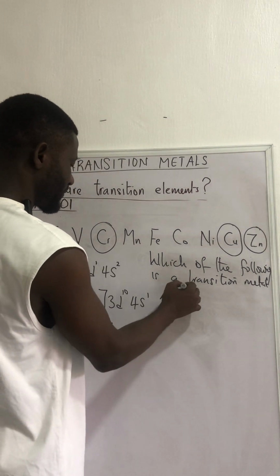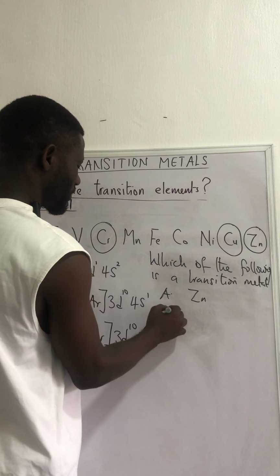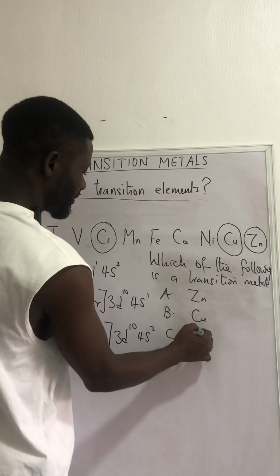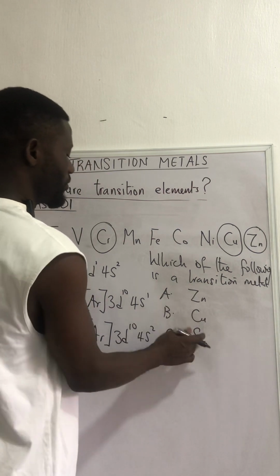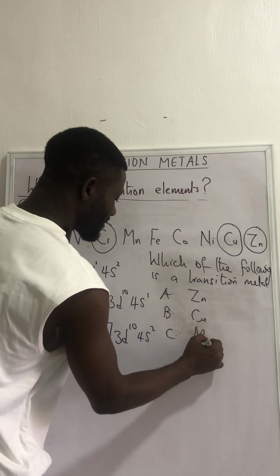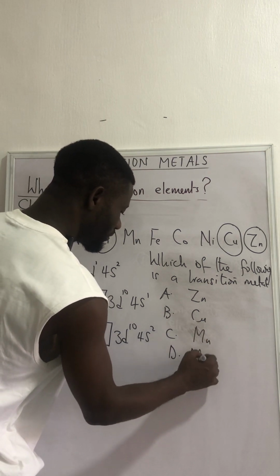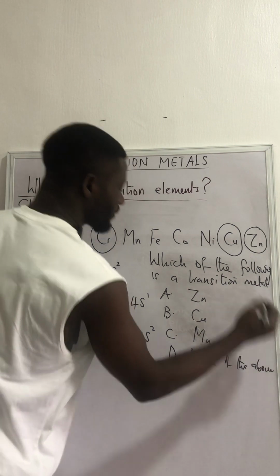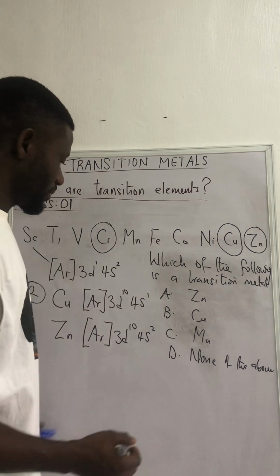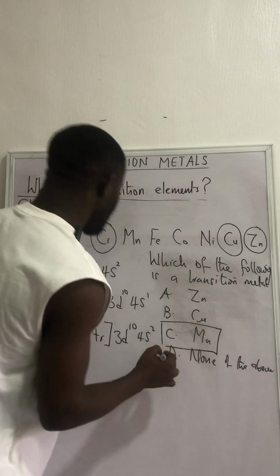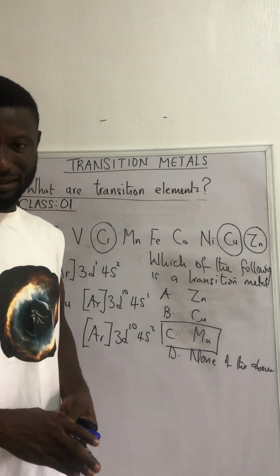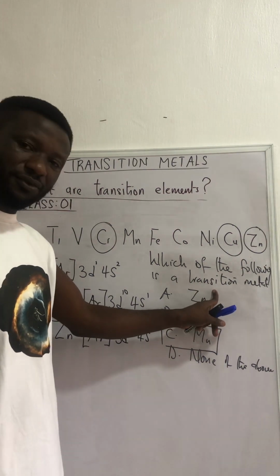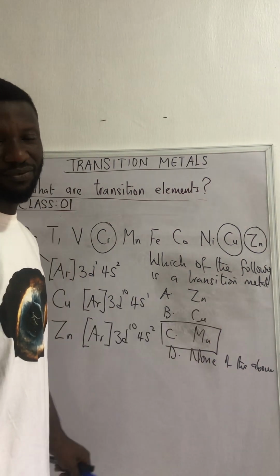Option A, zinc. Option B, copper. Option C, scandium. Let me use manganese. Option D, none of the above. The correct answer in this question is manganese. Because the d orbital here is not fully filled. The d orbital here is fully filled and the d orbital here is fully filled.